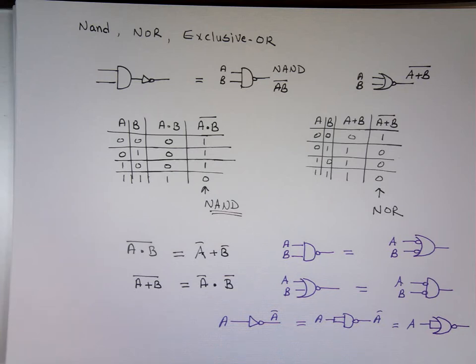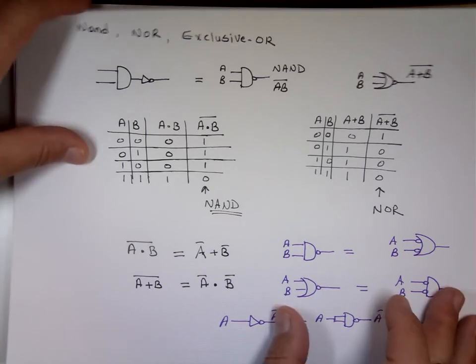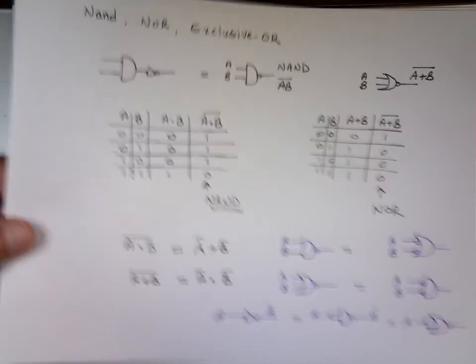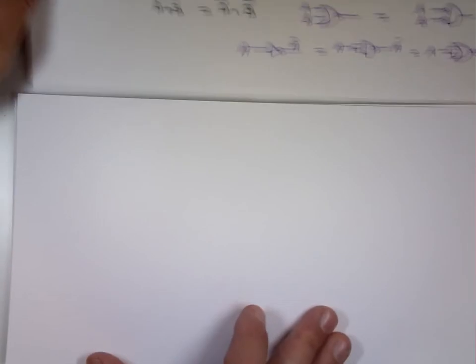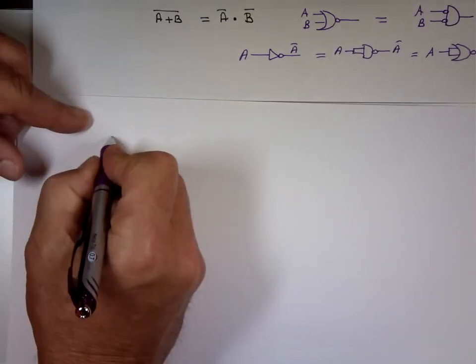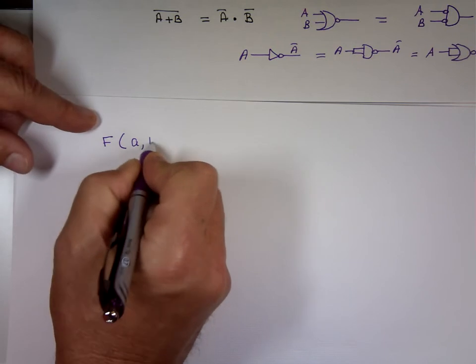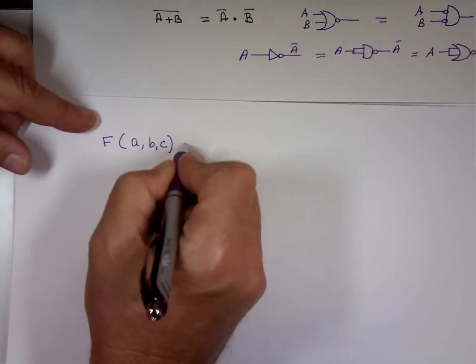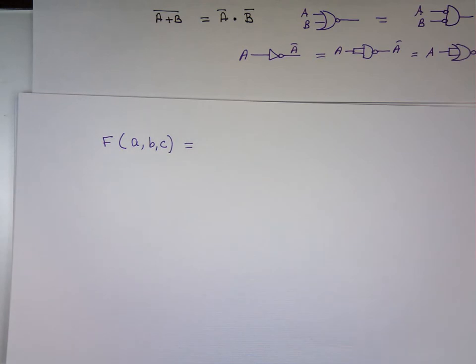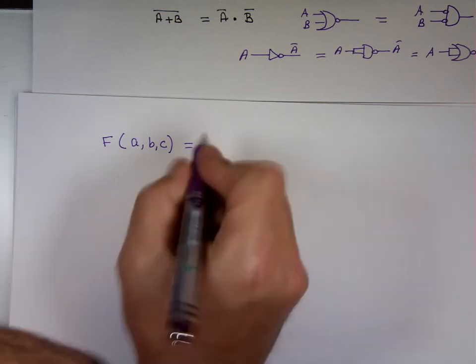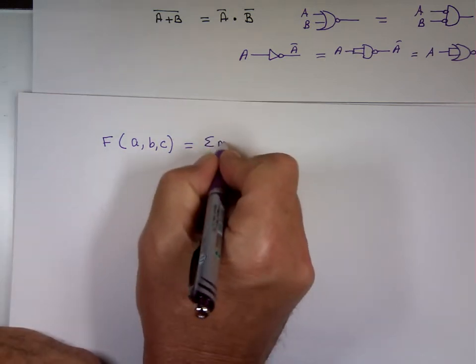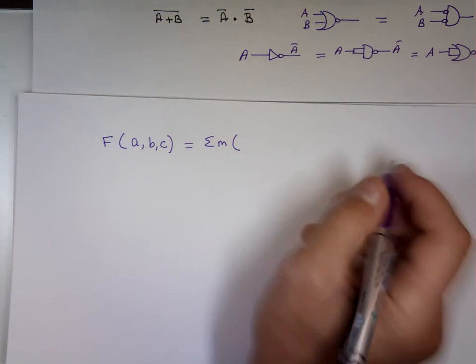So why is that important? What do I care? Let's take this expression: f of a, b, c equals the summation of minterms. You give me some numbers. Where do you want it to be one?